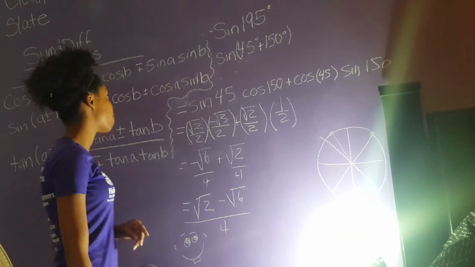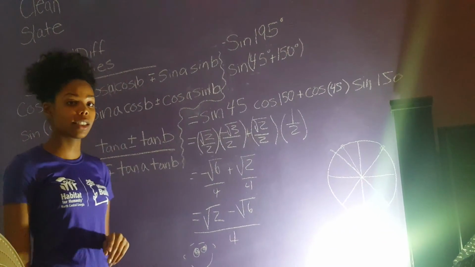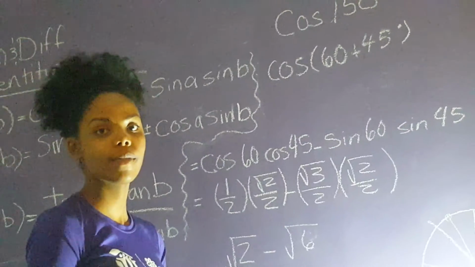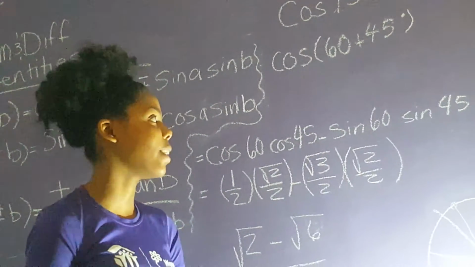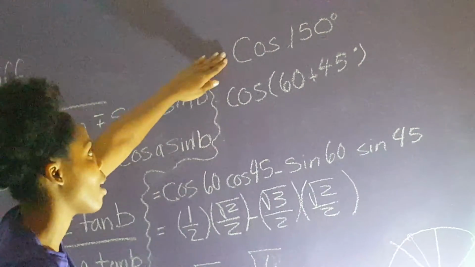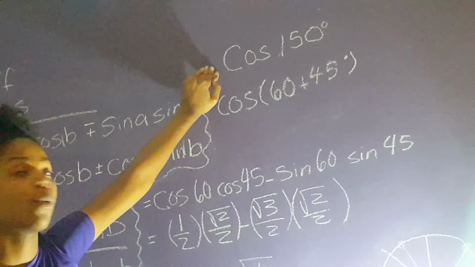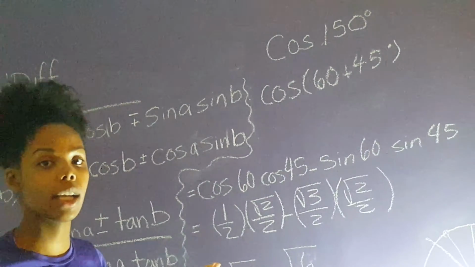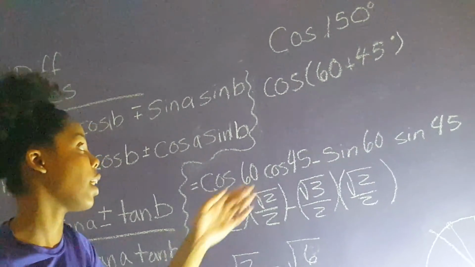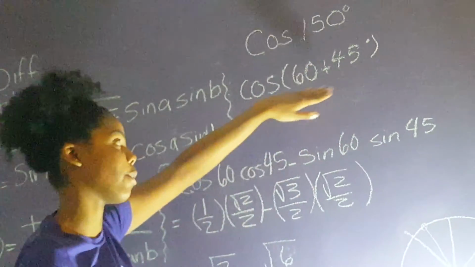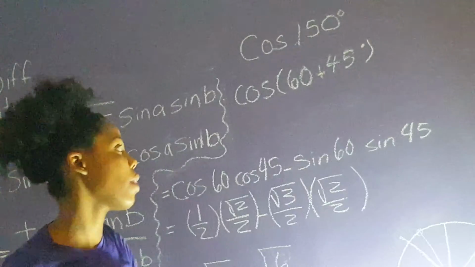We're going to move on to our final identity. It's going to be the sum or difference of cosine. Okay, and now we have reached our last destination. We're going to do the sum or difference of cosine 150. So I've decided to do cosine of 150, and I decided that 60 and 45 will be my best options because 60 and 45 are easy to work with.